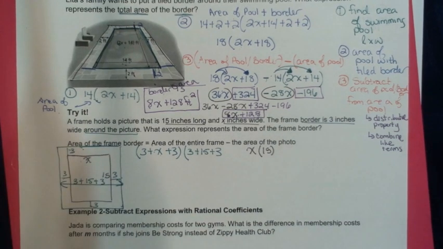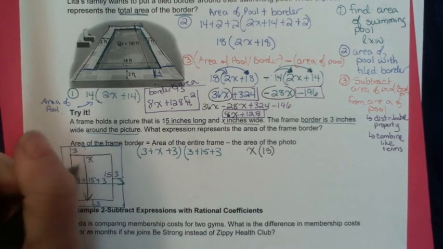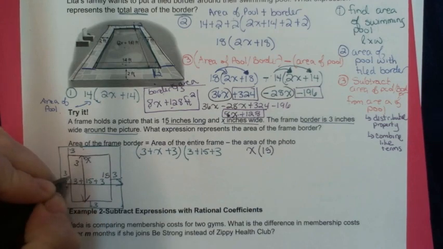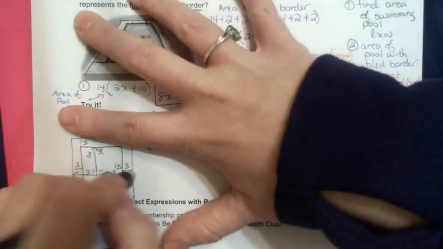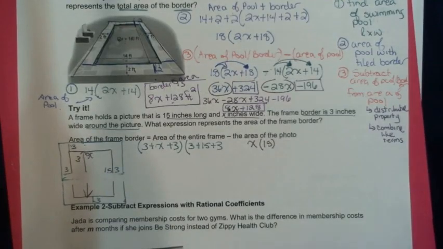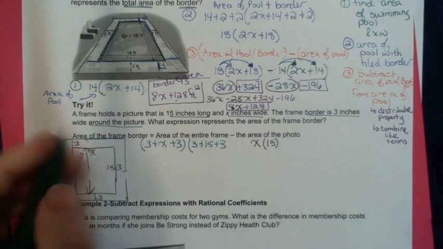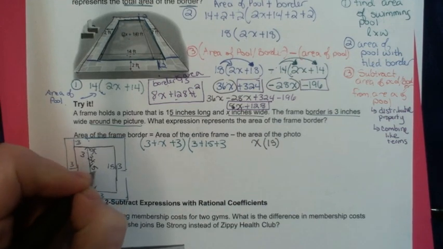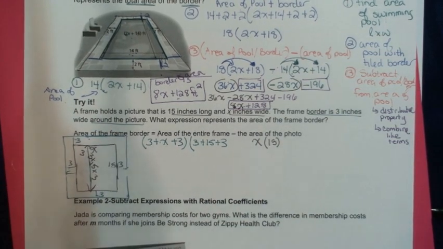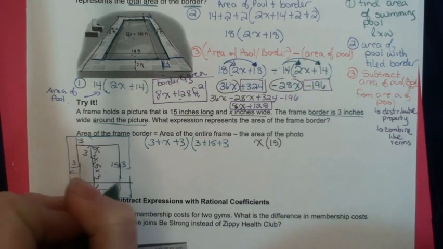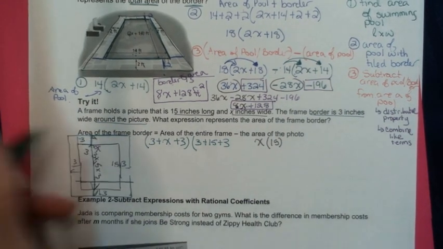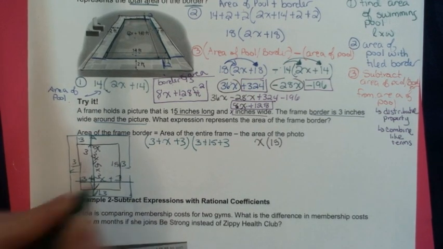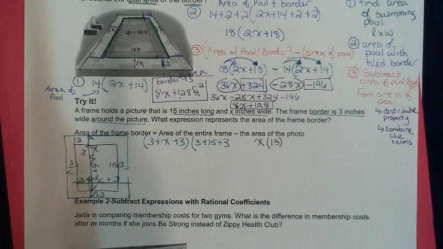And up to down will be the 3. I'm messing up again. I'm looking at it wrong. So up to down should have been the 3 plus 15 plus 3, because this is the length. The width should have been 3 plus x plus 3. Okay, hopefully that's not too confusing.